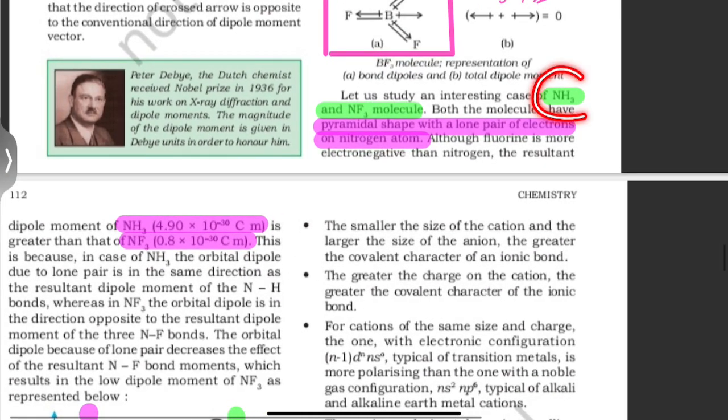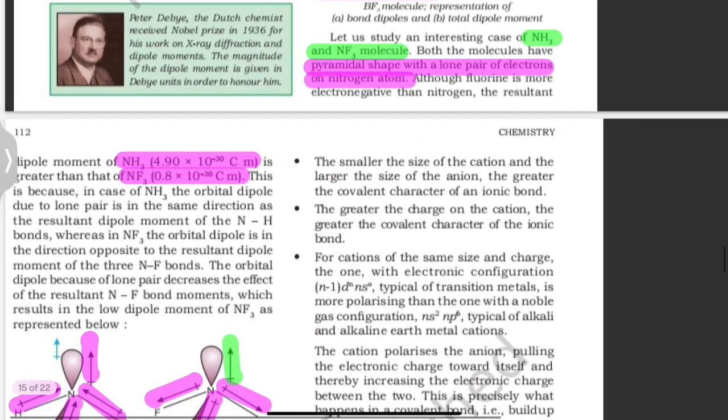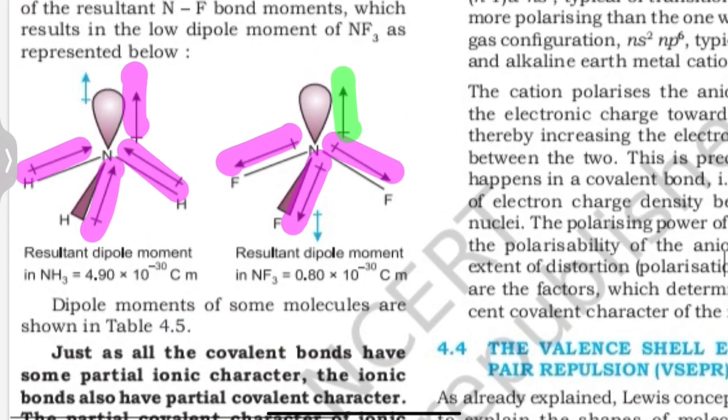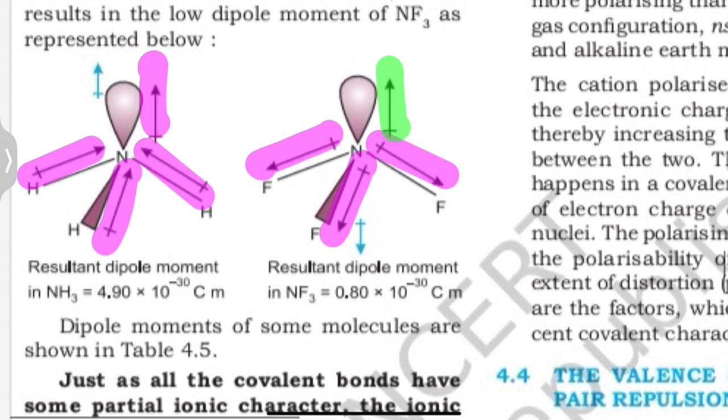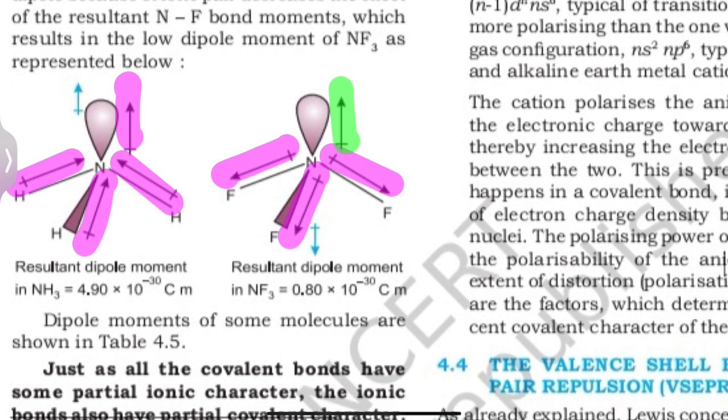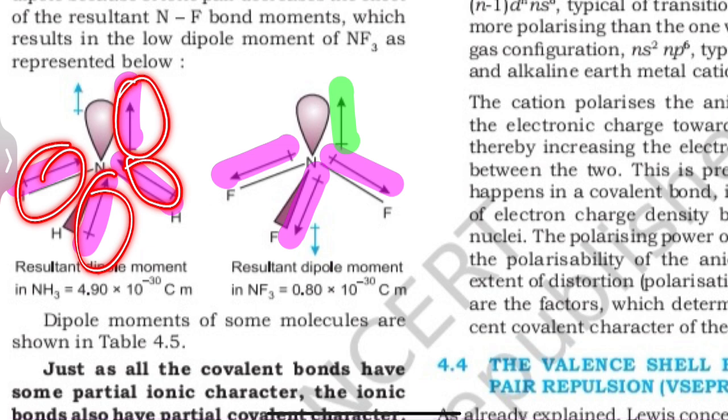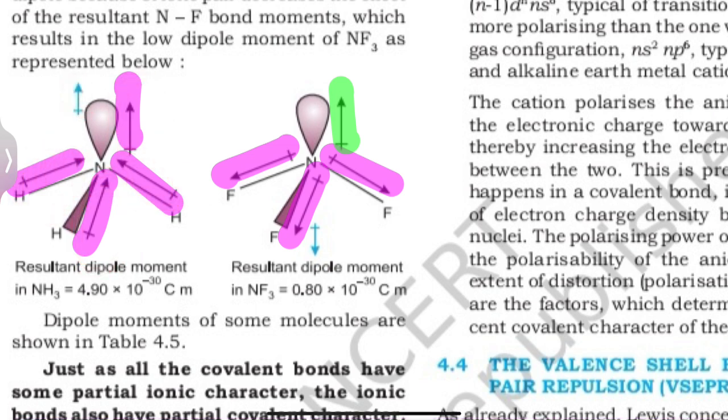And then they are comparing ammonia and NF3. This is very important. I have already shown how it shows the dipole moment. Here you can see nitrogen and hydrogen. Nitrogen is more electronegative, therefore the arrow will be towards nitrogen like this. And one lone pair of electrons is present. The arrow should always be towards the lone pair of electrons. So the net dipole moment, the sum of all the dipole moments, will be in this direction.